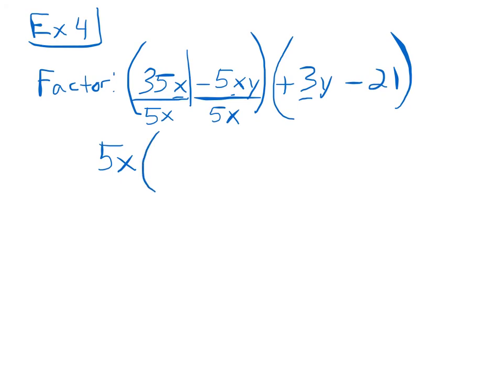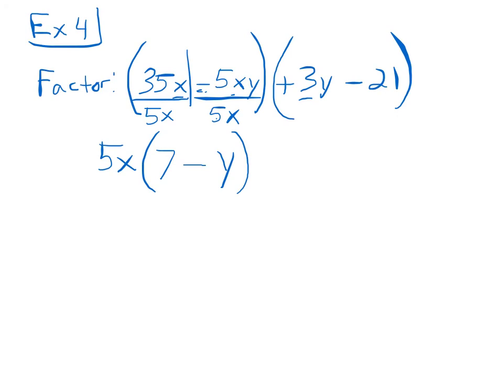35 divided by 5 is 7. X divided by x cancels. And then negative 5 divided by a positive 5 will get me a negative, so I write minus. 5 divided by 5 would be 1. X divided by x cancels, so it's just y. All right, let's look at this next one.